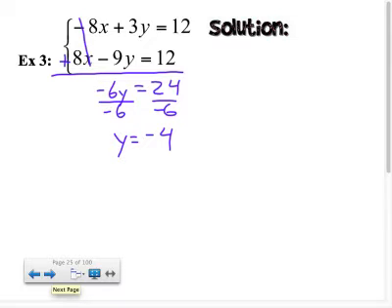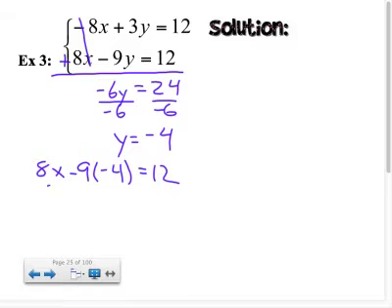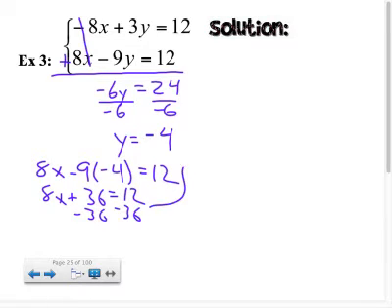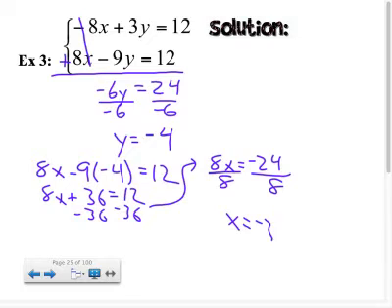And again, now I'm back to square one, just plug it in and solve for x. So 8x minus 9 times negative 4 equals 12. I plugged it into the second equation. So 8x, negative 9 and negative 4 makes a positive 36. So I'm subtracting 36 from both sides. And so I get 8x equals negative 24. Divide both sides by 8 means x equals negative 3. So the solution would be negative 3 comma negative 4.